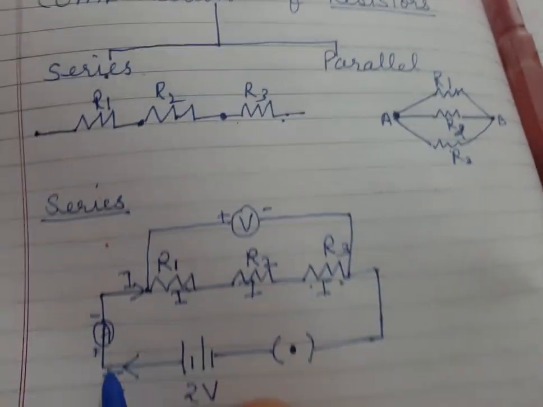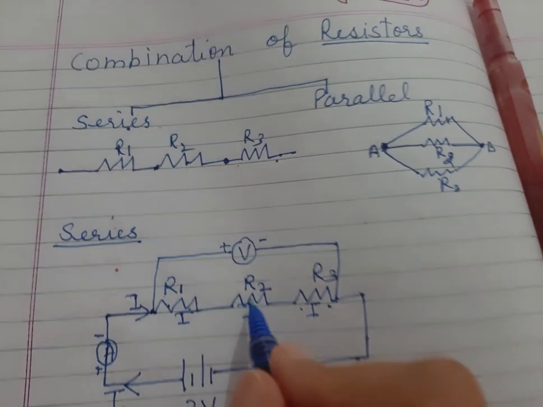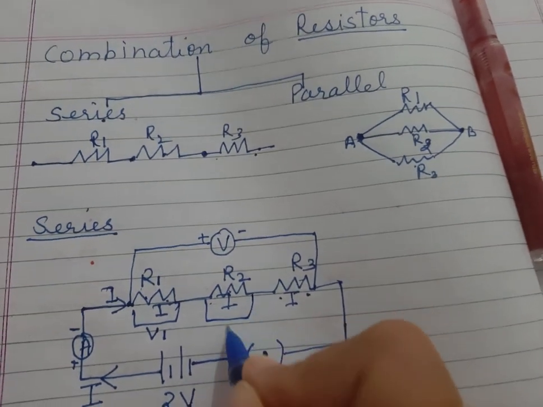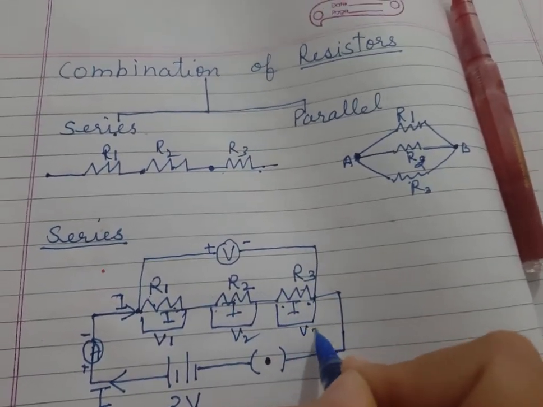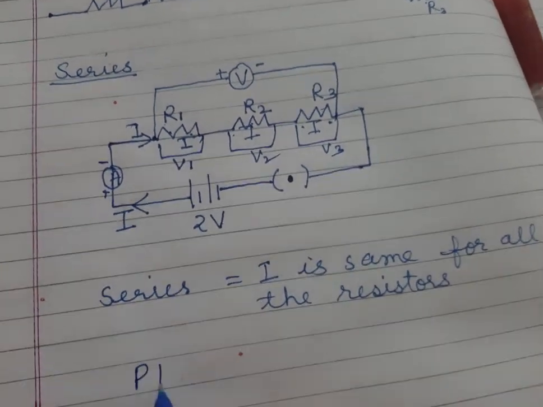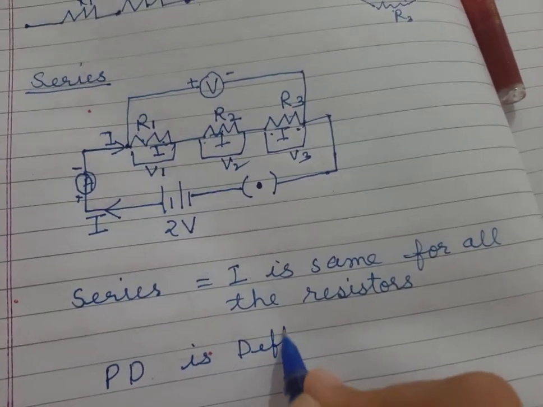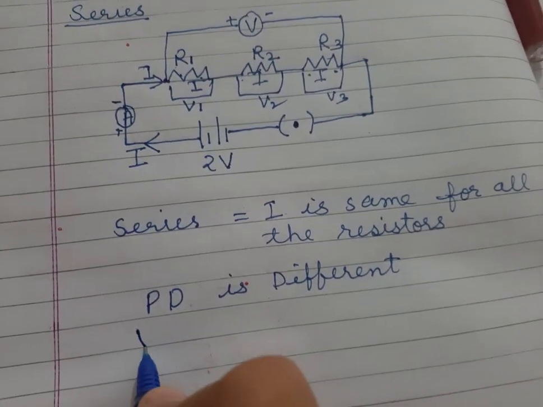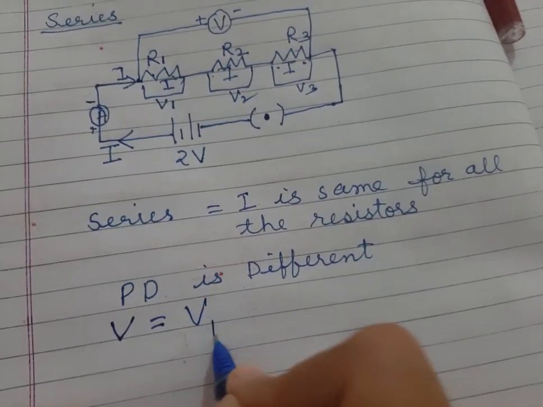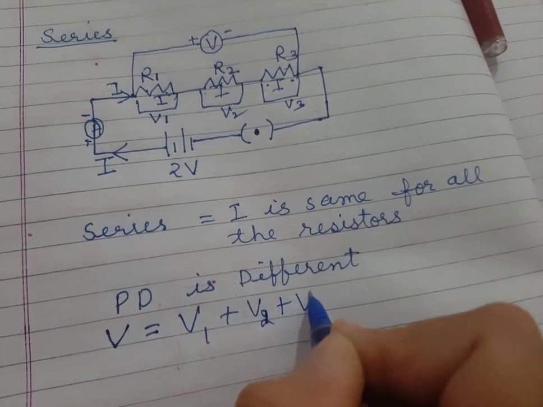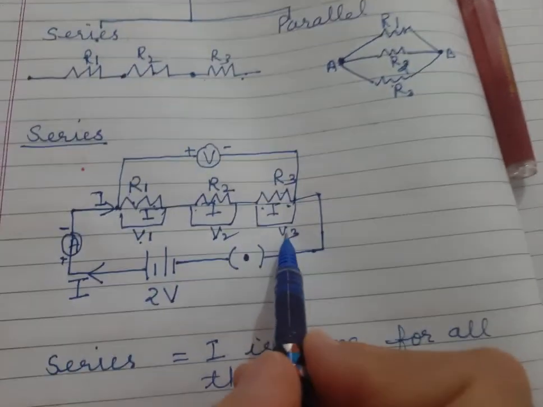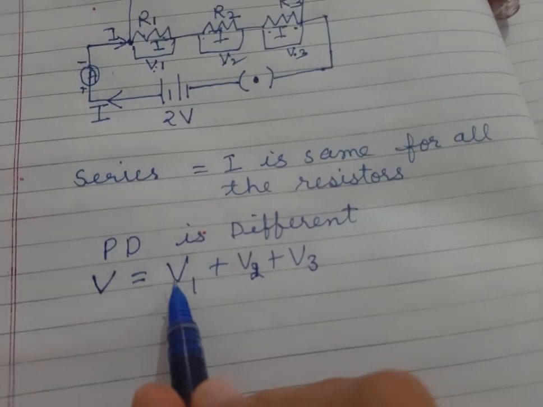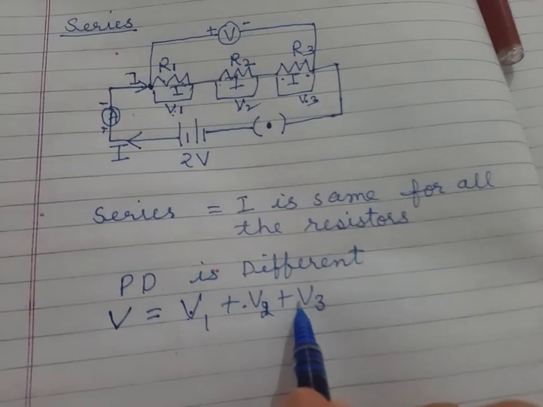but the value of potential difference is different for all. For this one, the potential difference is V1, for this one it is V2, and for this one it is V3. So the potential difference is different in the series combination, and the total potential difference is equal to the sum of the individual potential differences, V1, V2 and V3. So the total potential at this point is V, and V is equal to the sum of the individual potential differences.